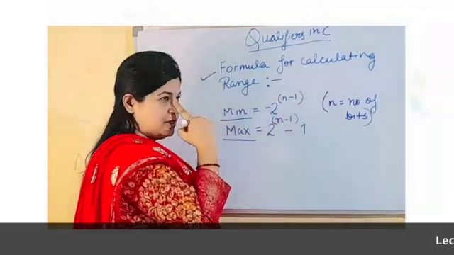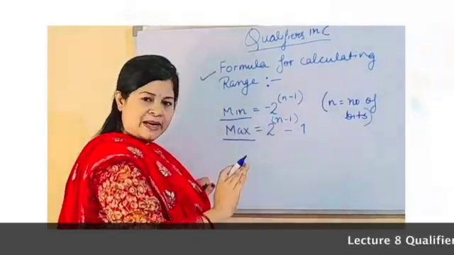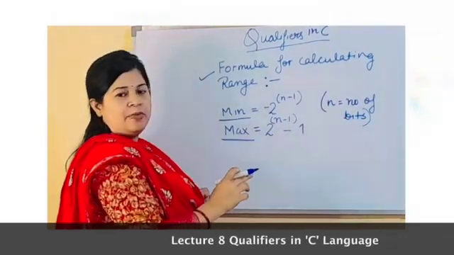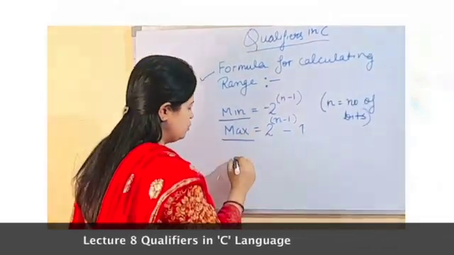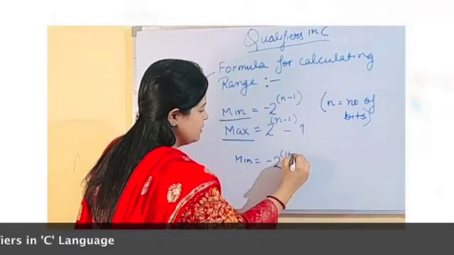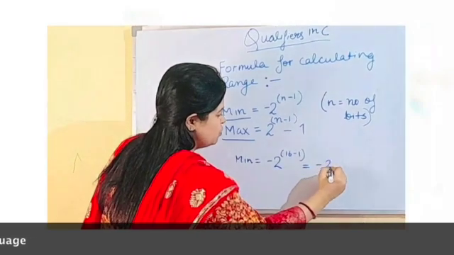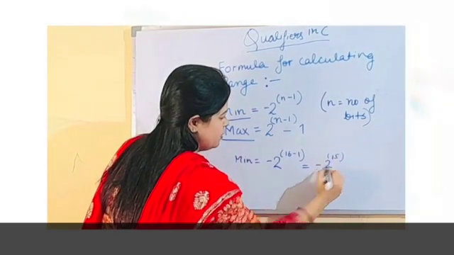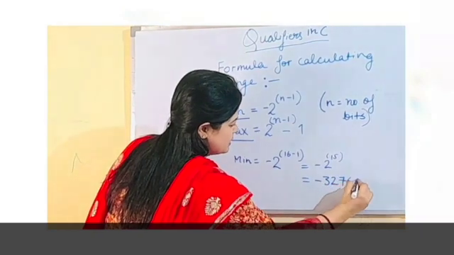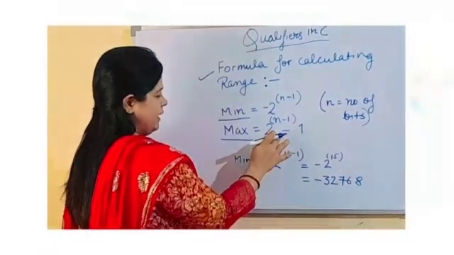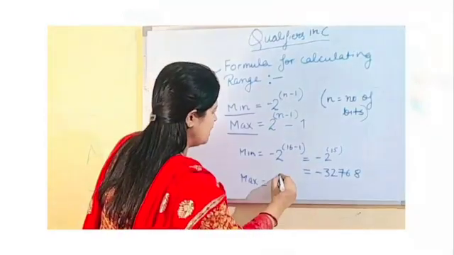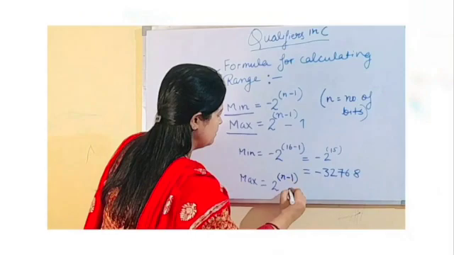Say I am calculating for integer. The size of integer is 2 bytes. That means how many bits? Here n is the number of bits. So how many bits? 16. So minimum equals minus 2 raised to power n minus 1, that is minus 2 raised to power 15. You can calculate it. It will come as minus 32768. Okay. Here when you will calculate maximum, for maximum it is 2 raised to power n minus 1, minus 1.